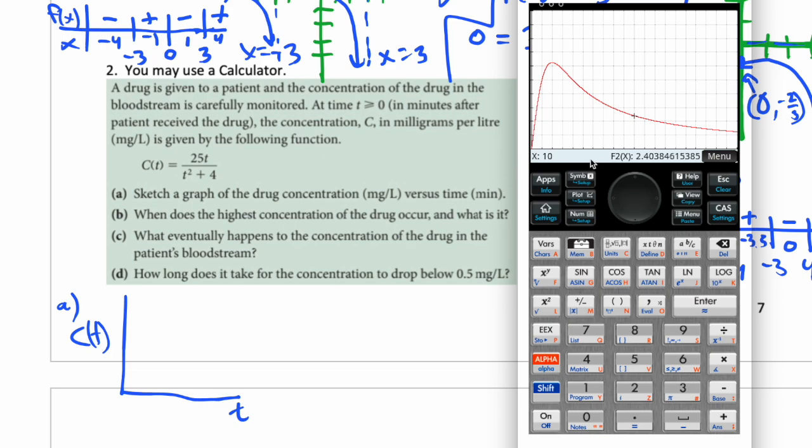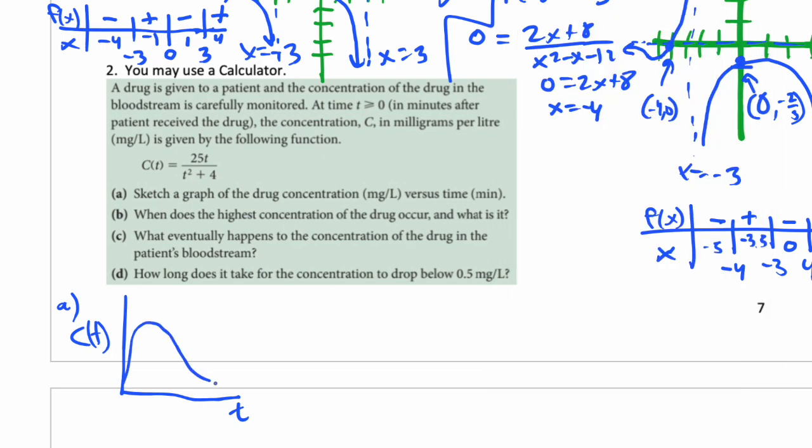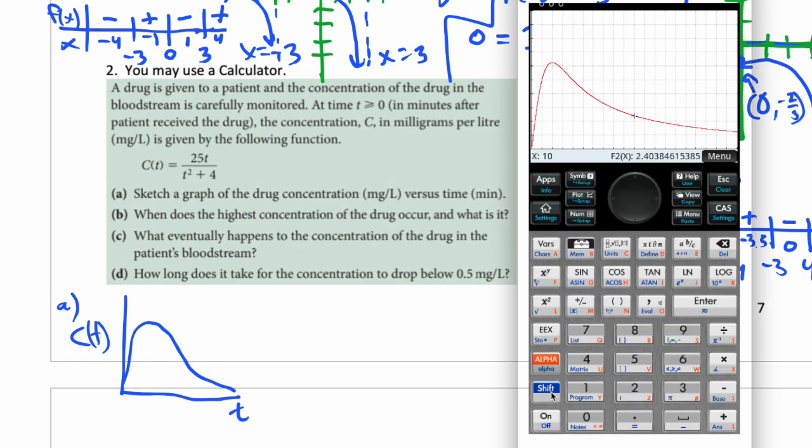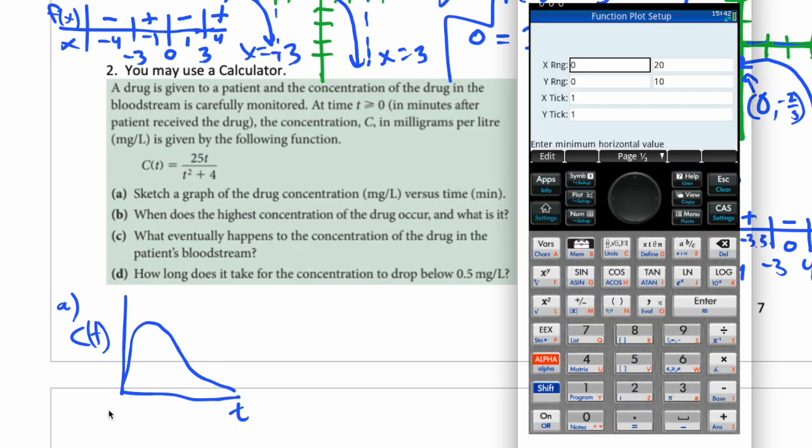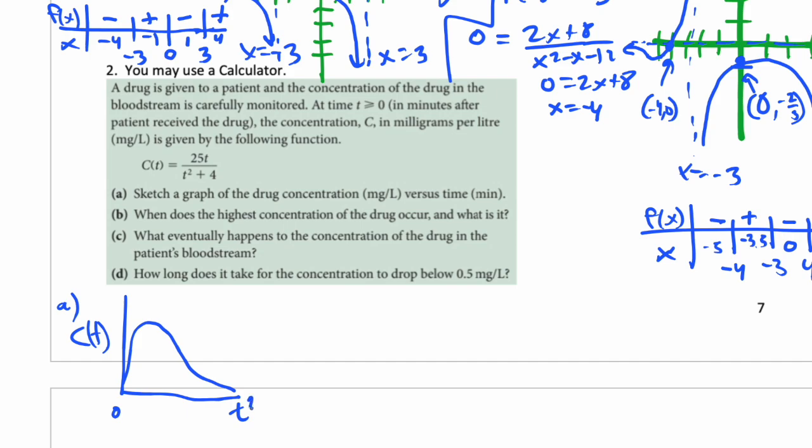And I forgot my window. I don't know, I'll just graph it first. And the window I chose was 0 to 20. And I went up to 10. Okay, so there's the graph. When does the highest concentration happen? That is right there. That's the max.